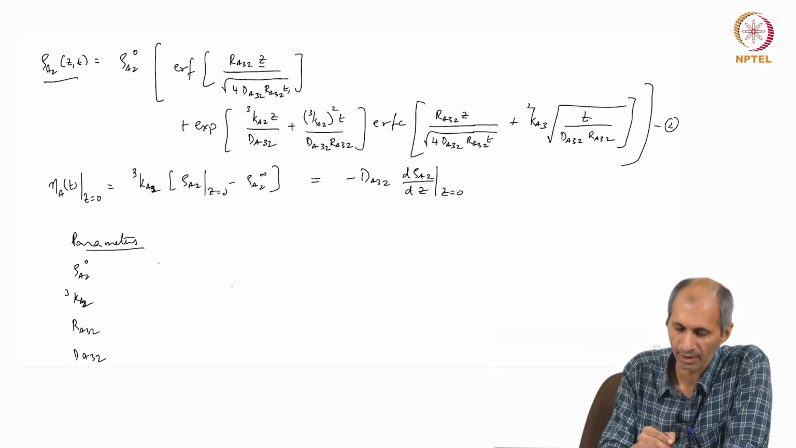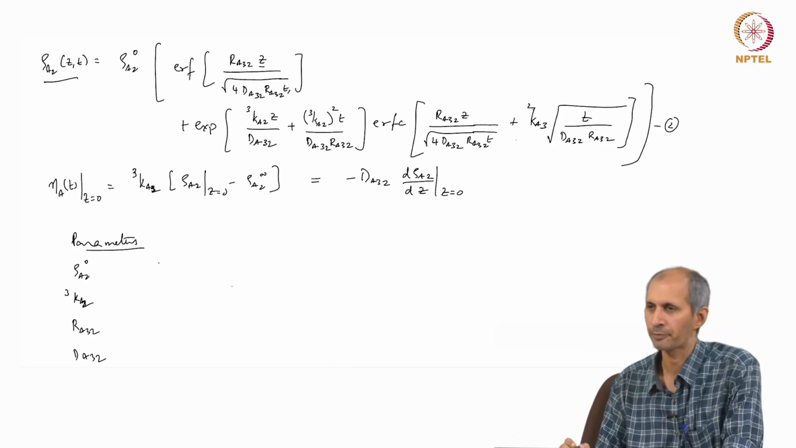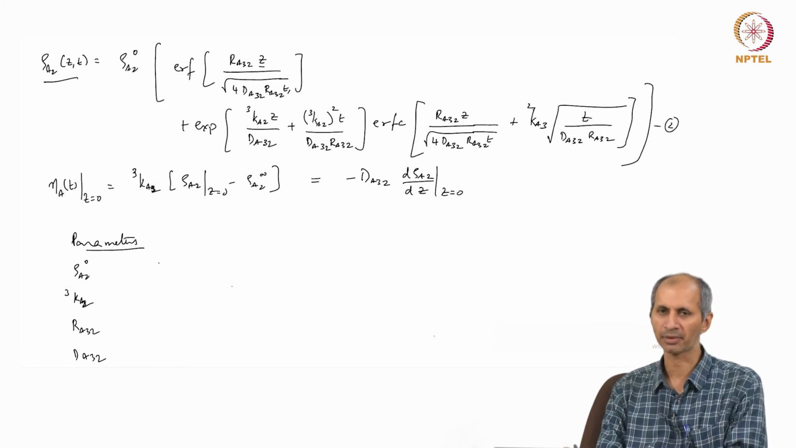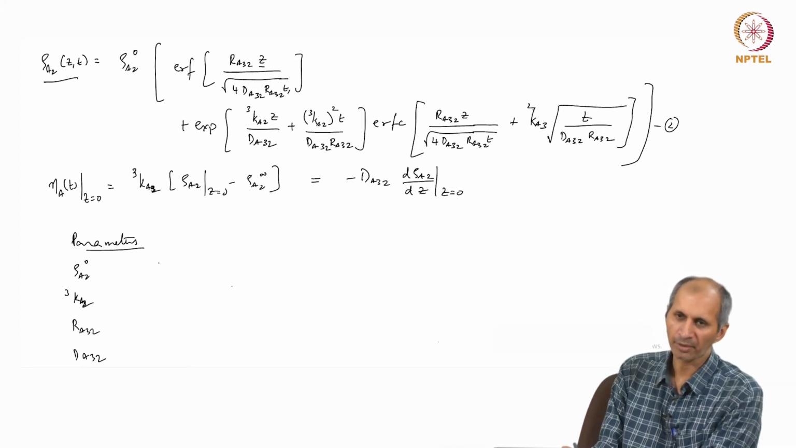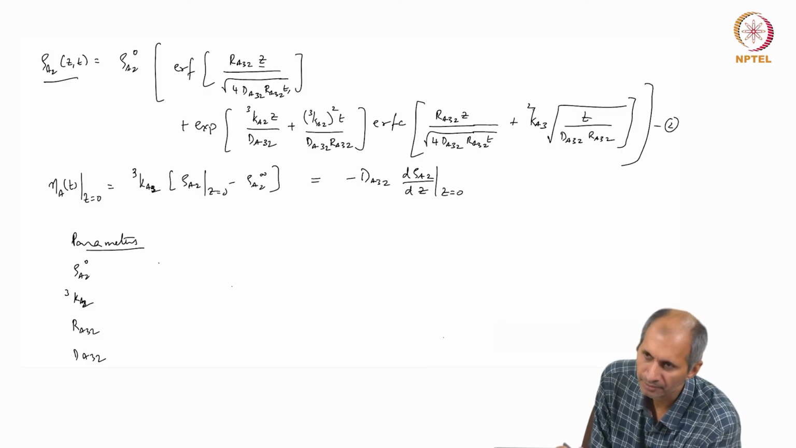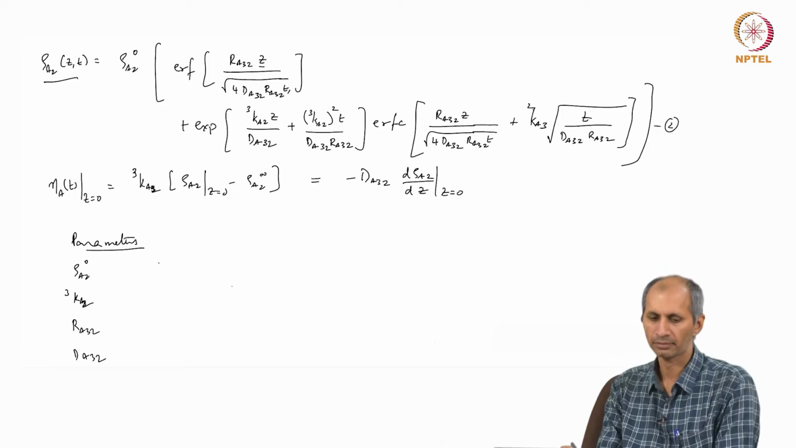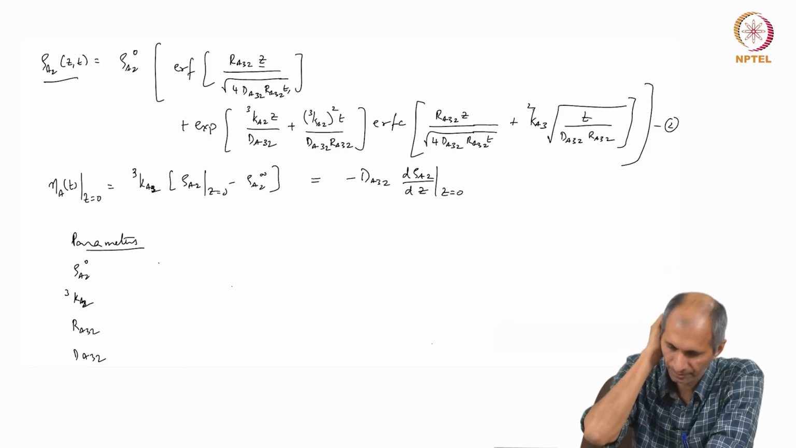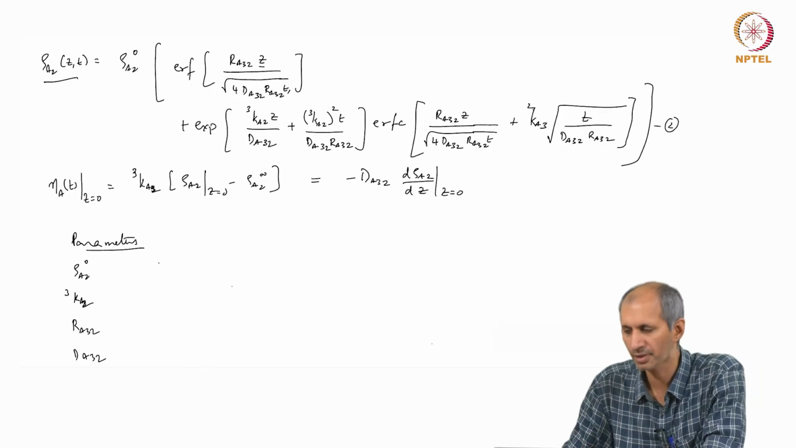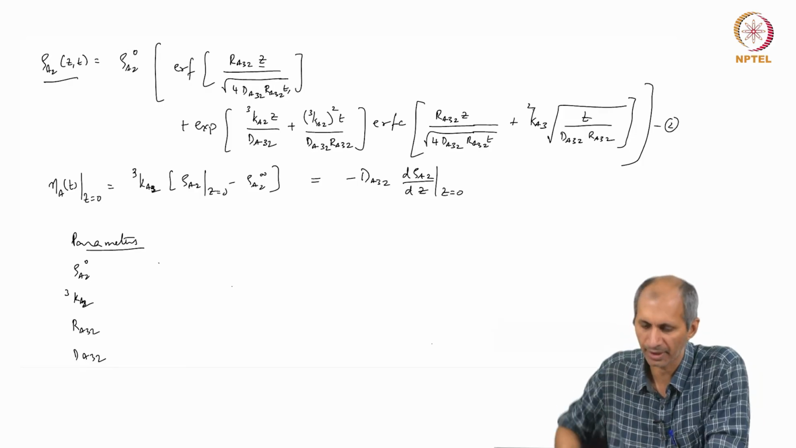So, I take the first derivative of this equation 2 and put z equals 0 there, multiplied by the diffusion coefficient. Either of these is possible, you should get the same expression doing this. If you are interested, I can give you the solution for this, but right now we do not need it.